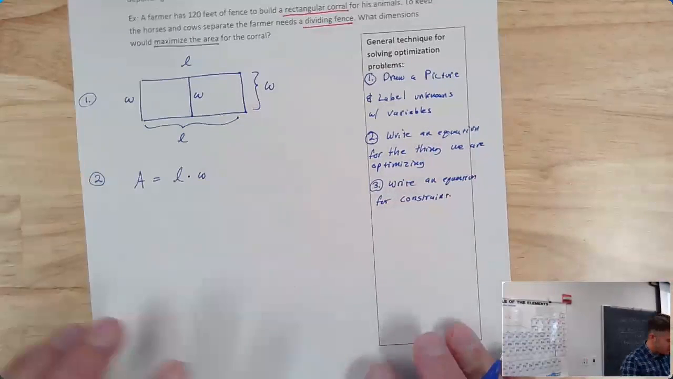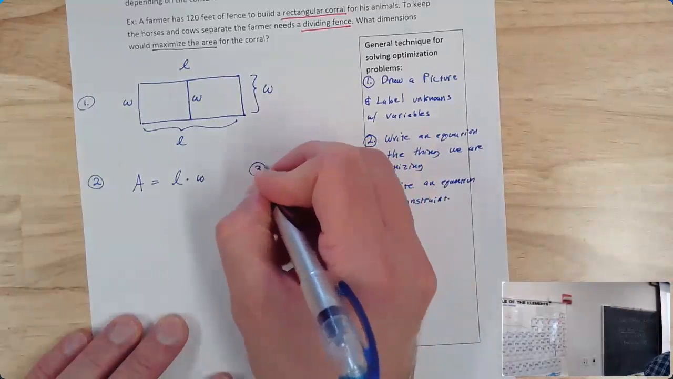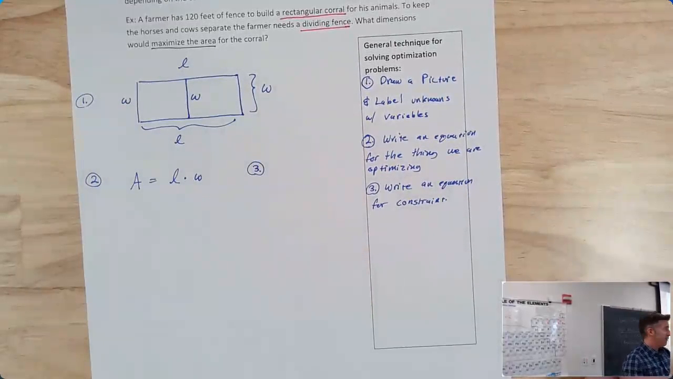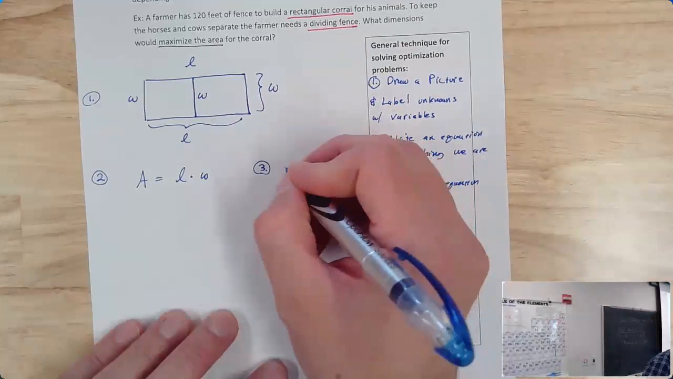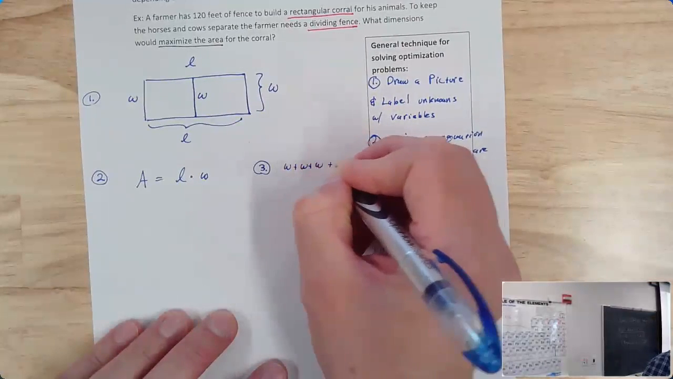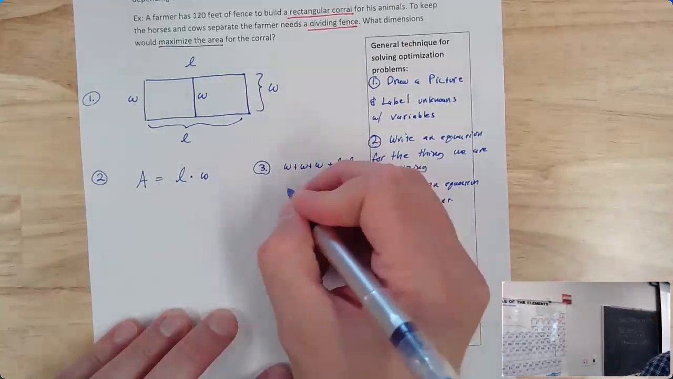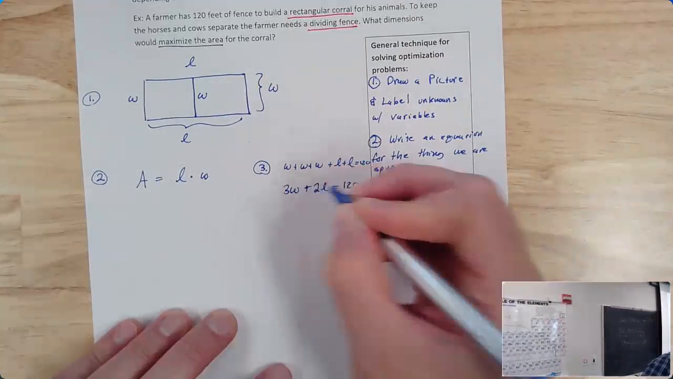In this case, we're constrained by how much material we have to build our corral with. And our constraint is going to look like, well, all 5 of these sides have to add up to 120. I guess you could add up to less than 120, but since I'm trying to make the biggest corral possible, I'm going to use all 120 feet of fence. So W plus W plus W plus L plus L equals 120. Or more succinctly, 3W plus 2L equals 120. That's my constraint.